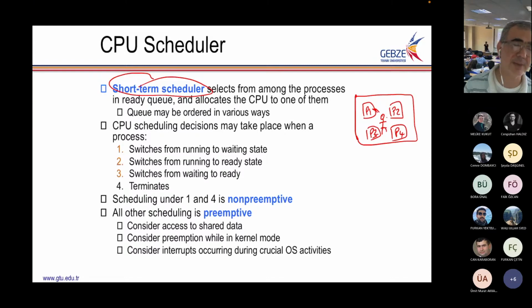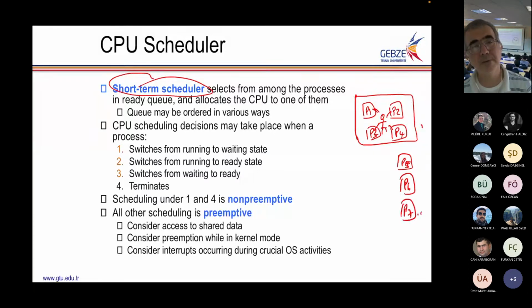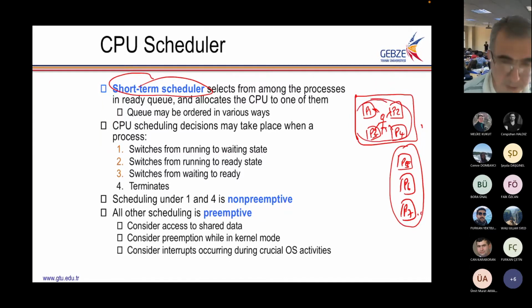So we determine based on their sizes, based on their previous performances, but CPU rotates. And furthermore, you have P5, P6, P7 waiting outside. These are waiting outside to be taken into the operation. That is called long-term scheduling. Scheduling among running processes is called short-term scheduling.